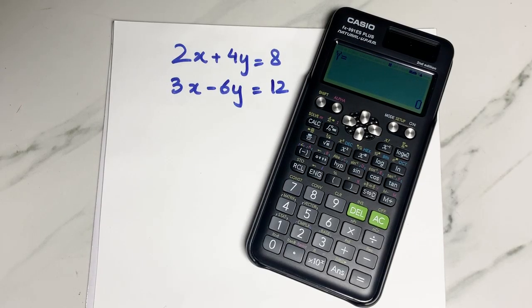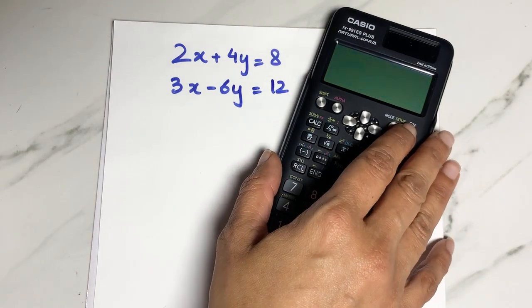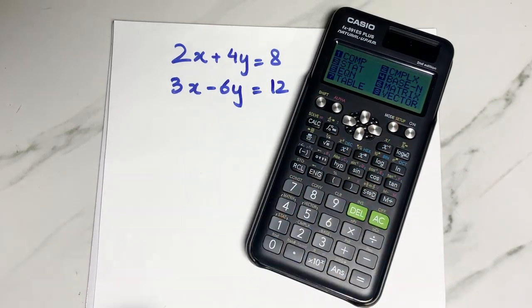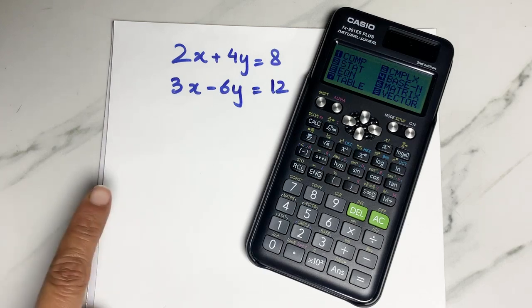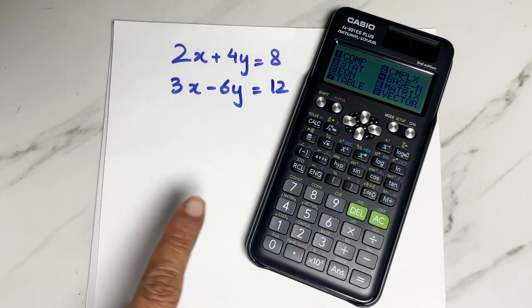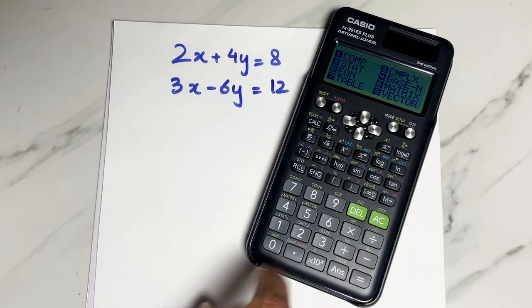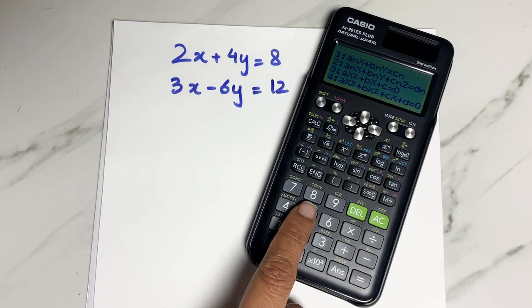In today's video, I'll be telling you how to solve a simple equation by using a scientific calculator. So let's start. First of all, I have a calculator and I will press the mode button. After this, because I'm solving an equation, I will opt for the equation option, that is number 5. So I will press number 5.